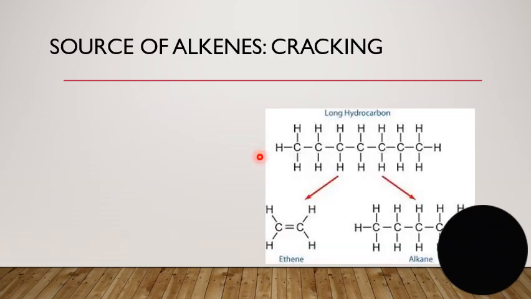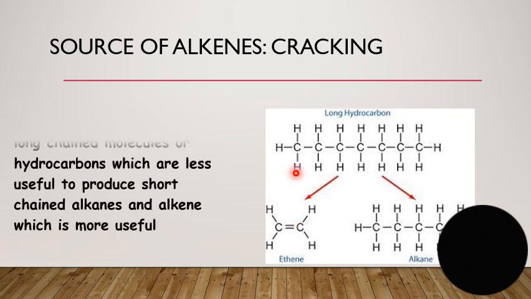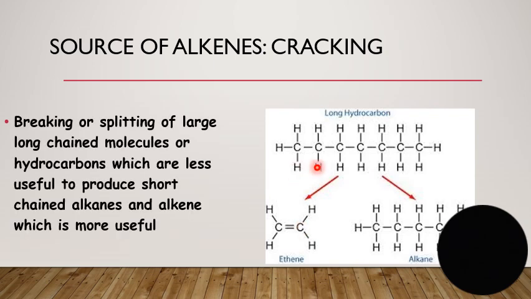So now we have cracking. I know you were wondering, where do these alkenes come from? So here you have the source of alkenes, which is cracking. Here you have a 7 carbon alkane. After it has been cracked, you're going to have a shorter chain alkane and also an alkene. The reason why cracking occurs is because these long chain hydrocarbons are not very useful. So in order for us to get more useful products, we want to do this.